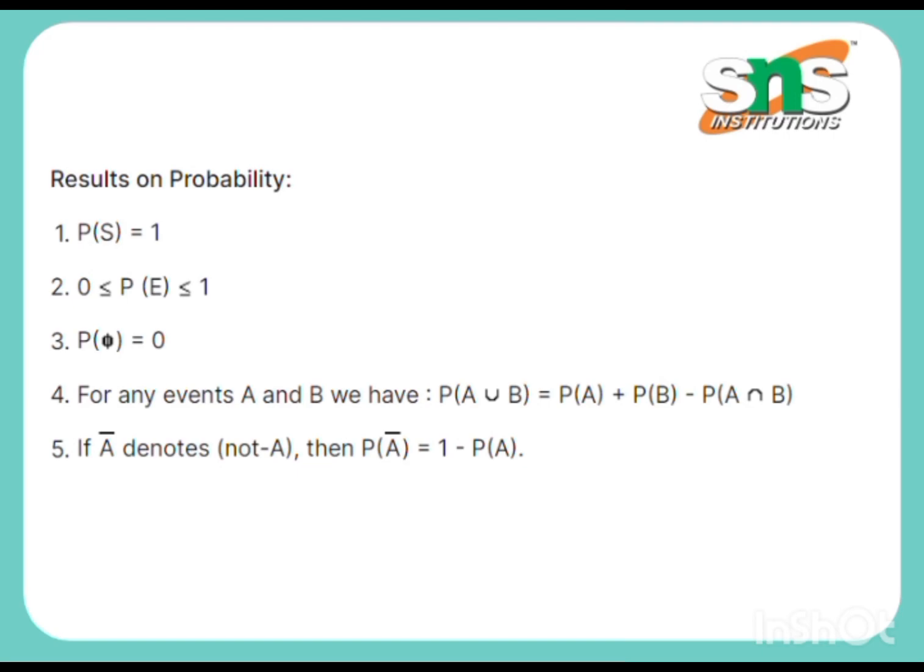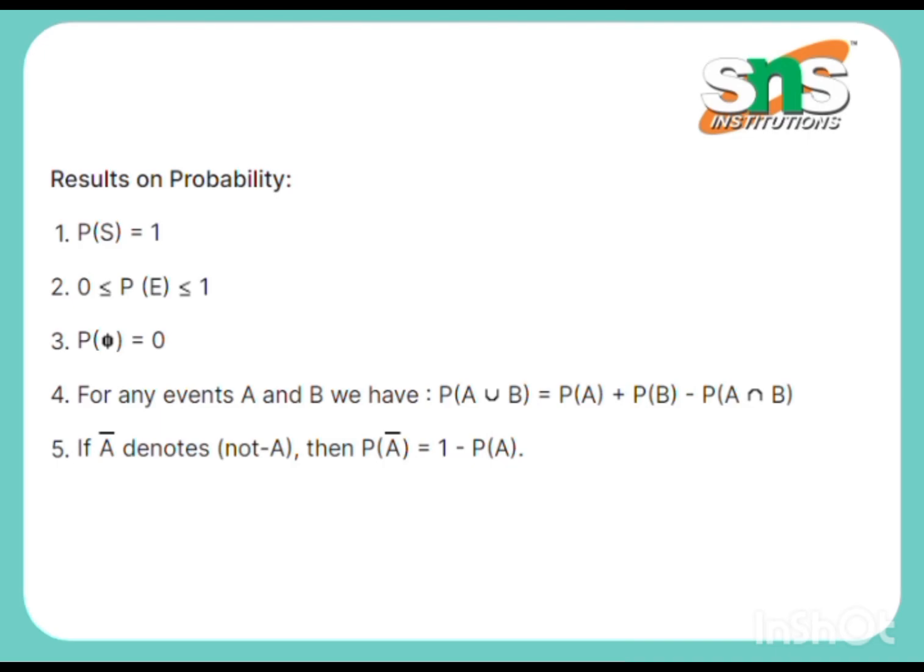The fourth result is, for any events A and B, the probability of A union B is nothing but P(A) plus P(B) minus P(A intersection B). That is, from the total of the probabilities of A and B, you subtract the events that are common to A and B. So that will be the probability of A union B. Now, the probability of A complement will be equal to 1 minus the probability of A. You have a universal set, and you take out what is in A, and that gives A complement. That is the idea of this result. These are the five important results.